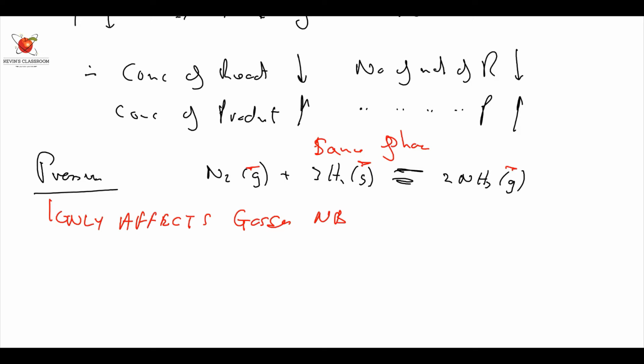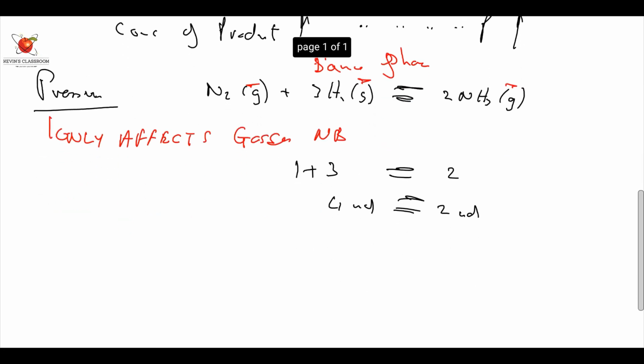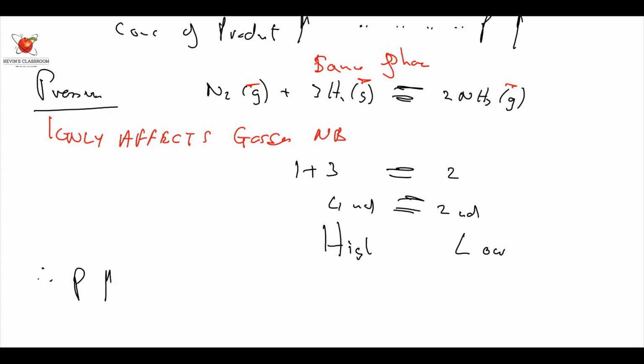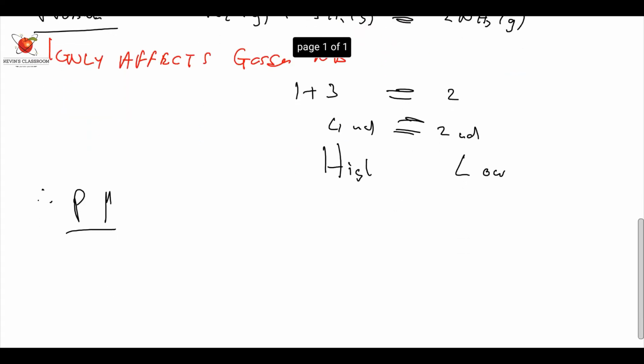On this side I have got 1 plus 3 moles. On this side I've got 2. So this is a 4 mole and a 2 mole. What does that mean? It means the higher the moles, the higher the pressure. So that's the high pressure side, and this is the low pressure side. Now, if I increase pressure, Le Chatelier is going to say, I don't want to do that, make it lower. So it's going to favor the forward.